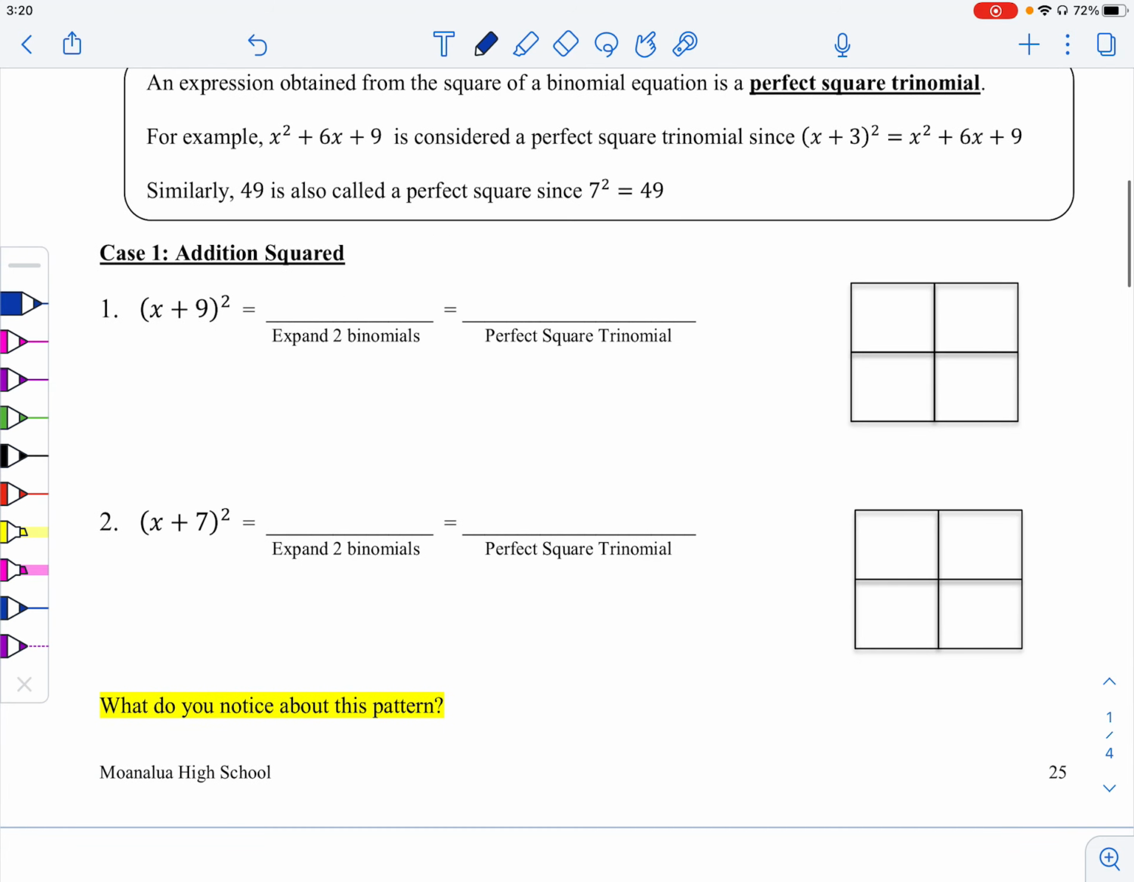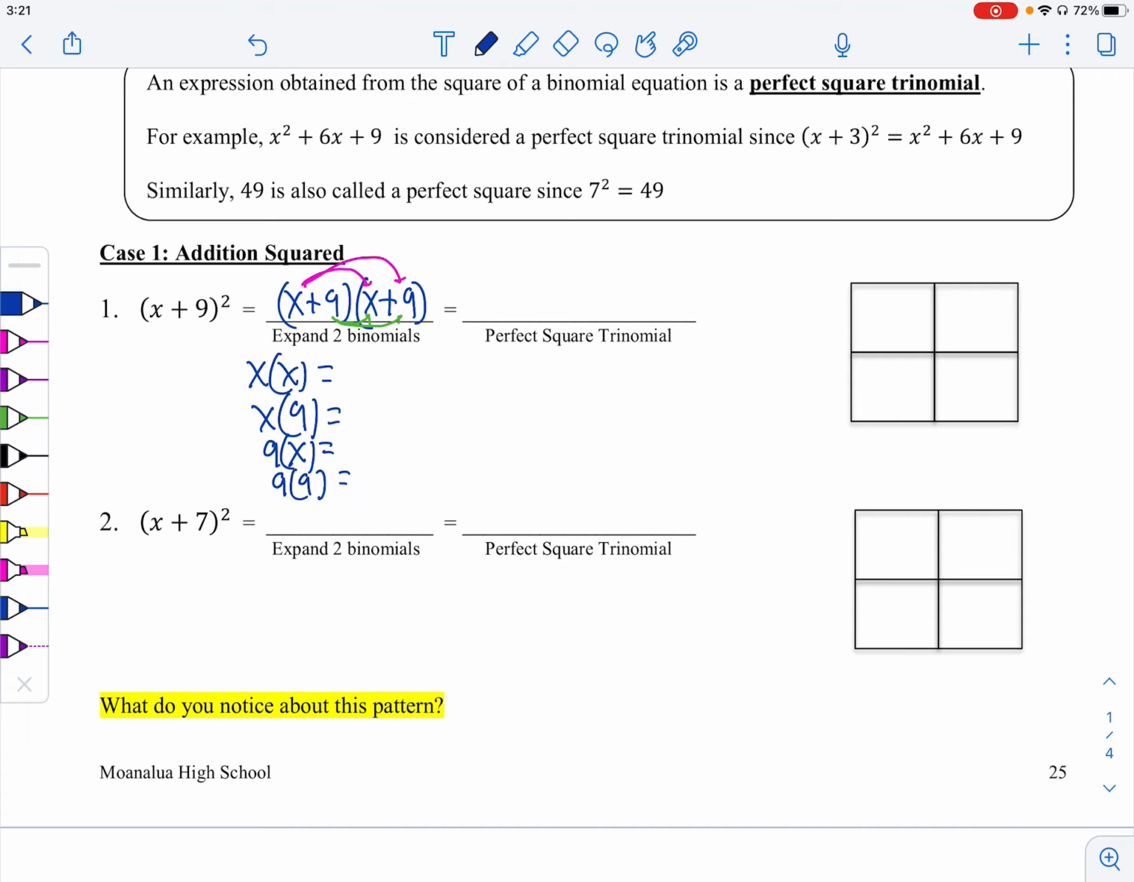Yeah, so let's try some of these. So x plus 9 squared, we're going to expand it. So we just write two of them: x plus 9 times x plus 9. Because it's squared, we just have two of them. And then we do the same process of FOIL again, like we did last time. So first, x times x. Then outer, x times 9. Inner, 9 times x. And last, 9 times 9. And we multiply each one.